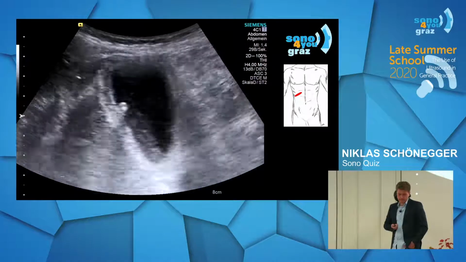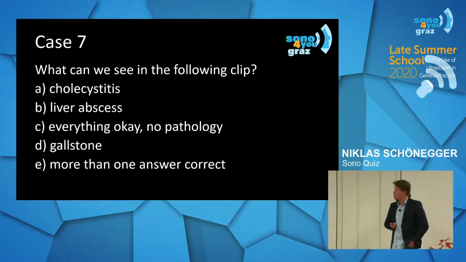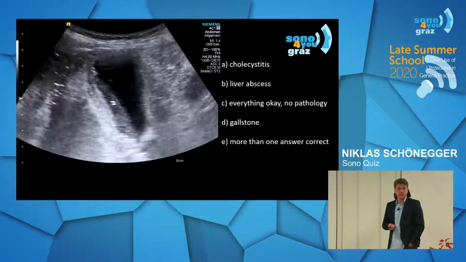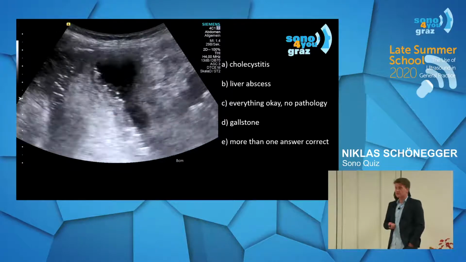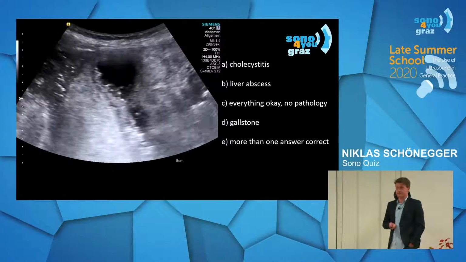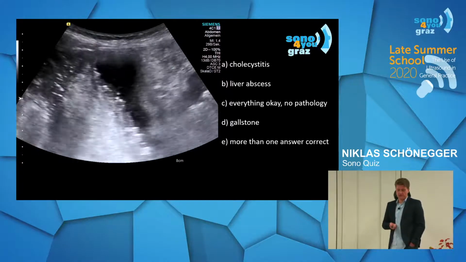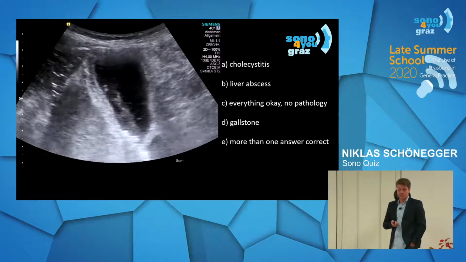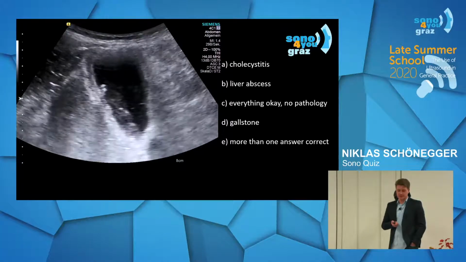So what do you think you can see on the clip? Is it inflammation of the gallbladder? Do you think this is a liver abscess? Is everything okay again? Is it a gallstone, or is more than one answer correct? So who thinks there's cholecystitis? 1, 2, 3, 4, 5. Liver abscess? No one. Is everything okay? No one. Gallstone. Does anyone see a gallstone? 1, 2, 3, 4, 5, 6, 7. Yeah, a lot. Is more than one answer correct? Okay, this is the majority.